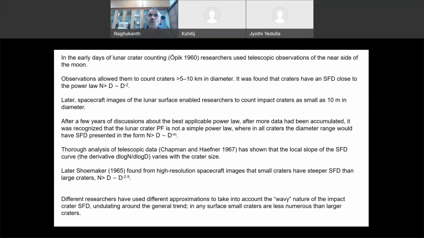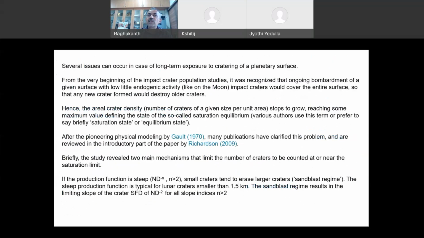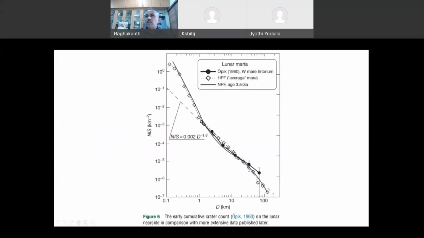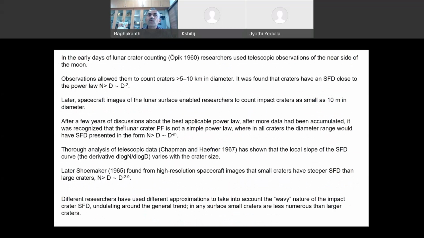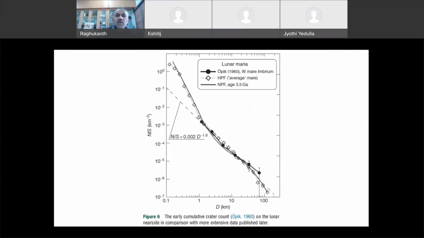So this graph I showed you, this OPIC 1960. This person said these black dots, he got only from telescopic observations. So nothing else was there. When you do the observations, he was able to observe the diameter, the minimum diameter from his telescope.